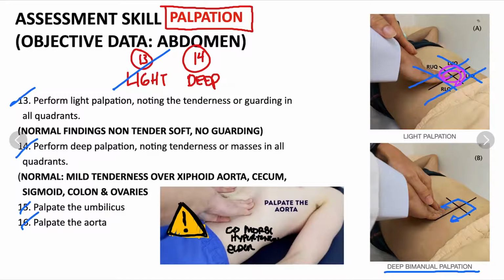Okay, so how are you going to do it? You can do it lightly with 2 hands, locating your aorta. Okay, so the normal finding for palpation of the aorta is it's non-tender, and there is no pain upon palpating your aorta. Okay, so that's just a thing to remember in palpation of your abdomen, especially your aorta.